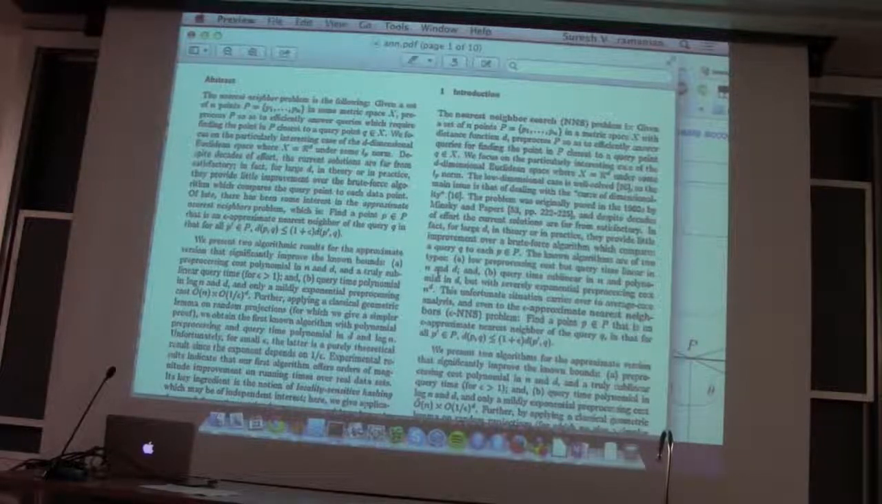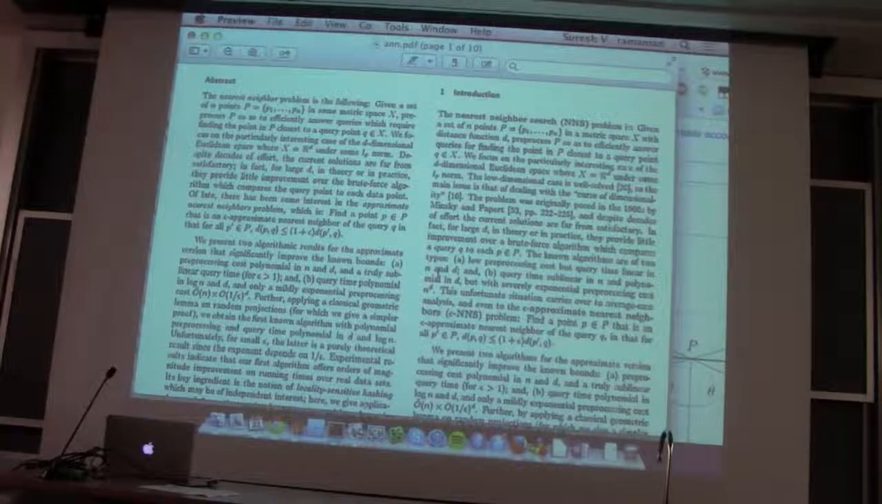And there's been some interest in the approximate nearest neighbor problem. What is approximate? Find a point P that is epsilon approximate nearest neighbor of query Q. I don't know what epsilon approximate is. But wait, maybe I should just read further. In that, for all P prime belonging to P, D(P, Q) less than or equal to 1 plus epsilon. This is where it's good to get a piece of paper. Try to draw. Okay, what does this mean? This weird cryptic thing. Anyone want to try to decode what that means?